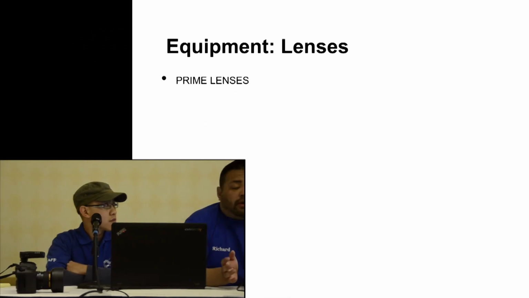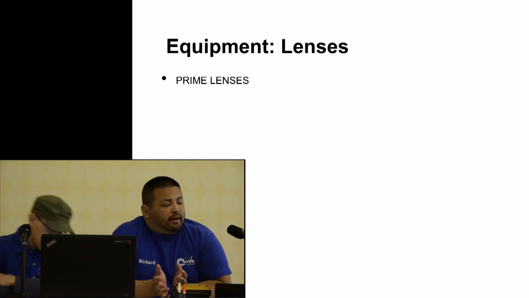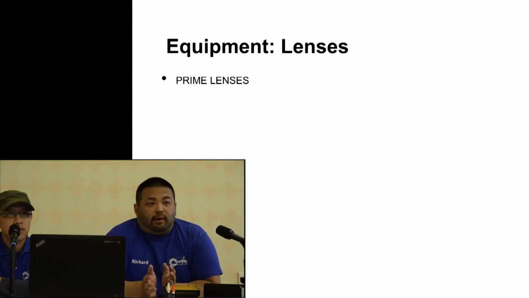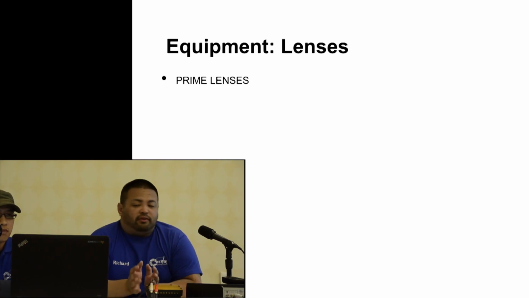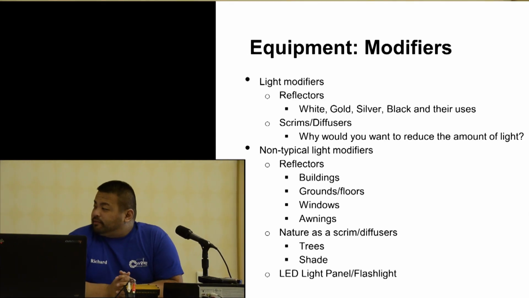So you guys have noticed that we talk a lot about prime lenses. That just seems to be our preferential choice, mainly because of the wide apertures, so it makes our lives much, much easier. So we're going to talk a little bit about modifiers.